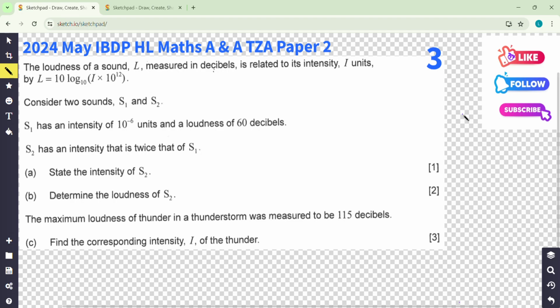Okay, welcome back. And now we are on question 3. Okay, question 3. So many data. So look at the question first. A. Okay, state the intensity of S2. State, just write down. So look at what is S2.